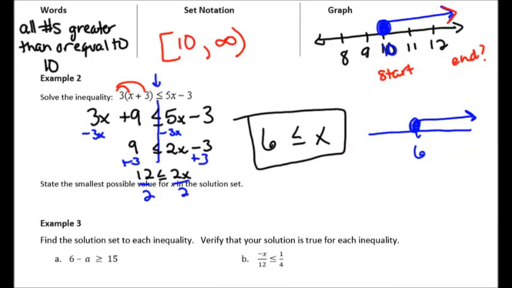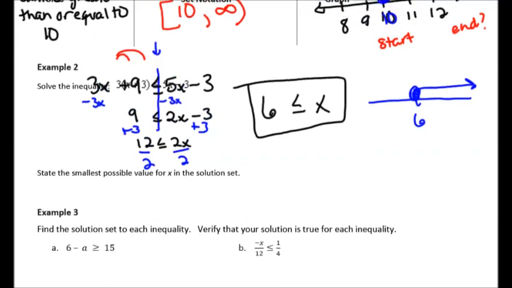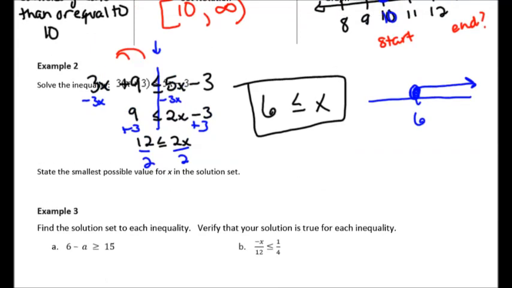So to answer the next question here, state the smallest possible value for x in the solution set, okay? What would it be? What is the smallest value we could put in there? 6, okay? Again, thinking about what this inequality is telling us. It's telling us that 6 is less than or equal to all the other numbers in the solution set. So 6 is the smallest possible number, okay?